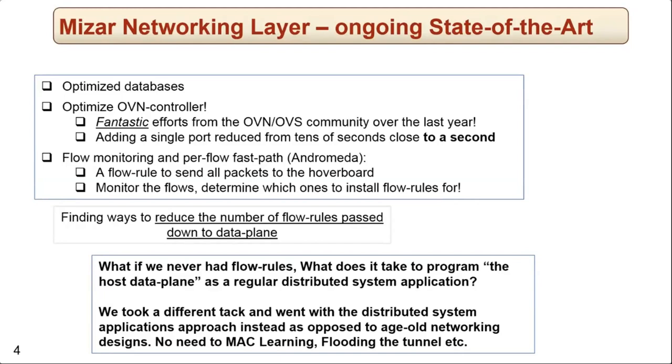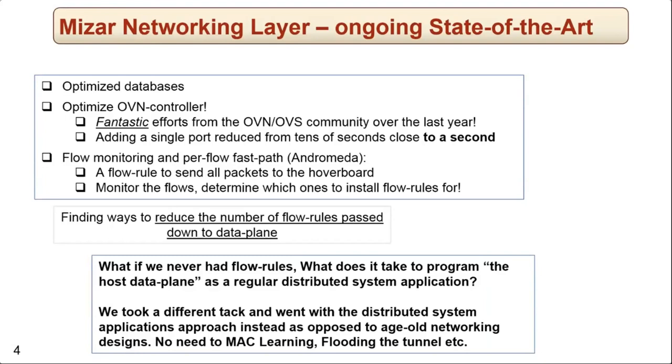There's been a lot of work done. Google and Andromeda, these folks are trying to minimize the flow rules in their system. What they do is send all their packets to a thing called Hoverboard, and then they periodically monitor all the flows in Hoverboard and find specific flows to be offloaded using a direct fast path with flow rules. So on a periodic basis, they selectively offload some of the flows out of Hoverboard and use a direct path, with their hardware optimizations, for two endpoints to talk to each other. You can see that all of these efforts, OVN, Andromeda, pretty much boil down to a single idea: to find ways to reduce the number of flow rules passed down to the data path.